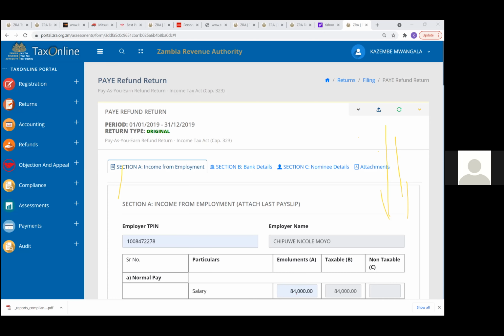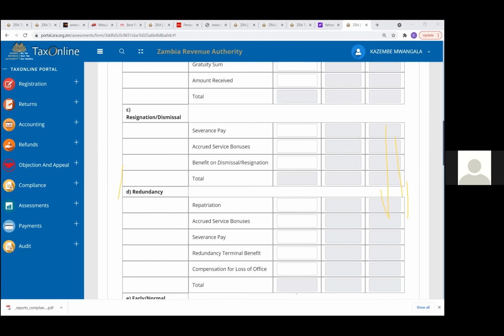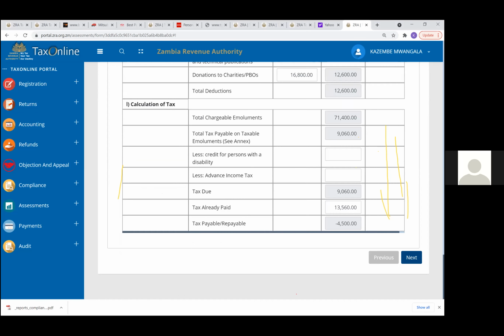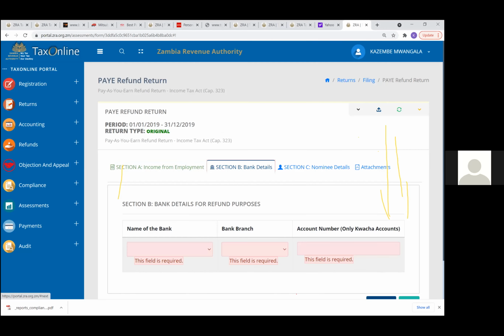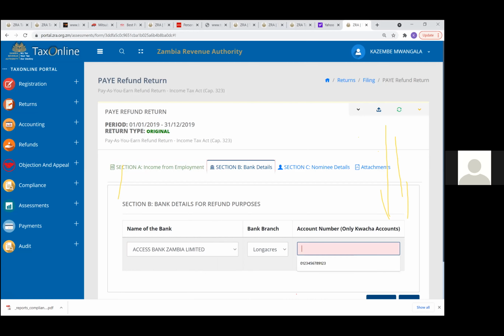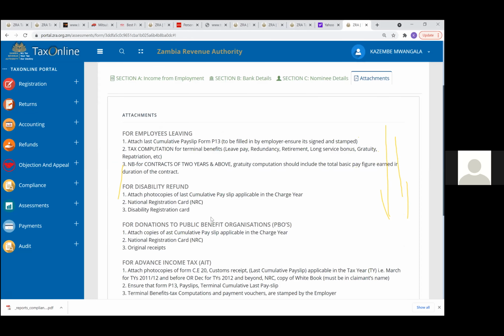So on the attachments, we are just on the first part. I wanted to demonstrate the various scenarios before I go to the next part, the bank details and the attachments. We'll talk about the attachments when we reach that part. I'll also talk about the bank details, but I'm just going through so that I show you. So there is this part of attachments, and we'll talk about attachments according to what circumstances have led to a refund being claimed. So we are still on the first part.